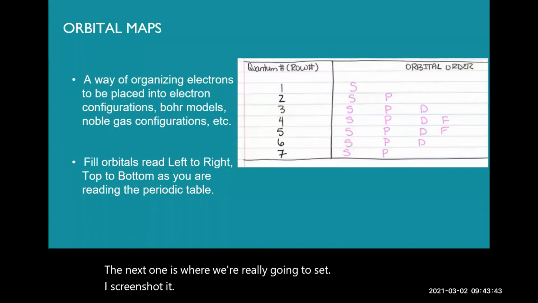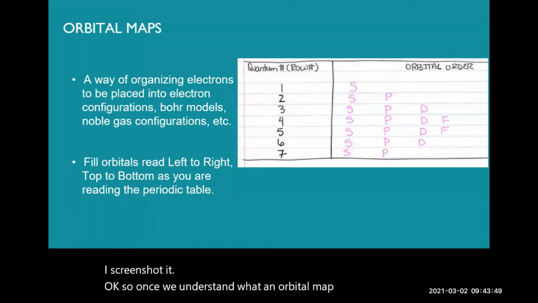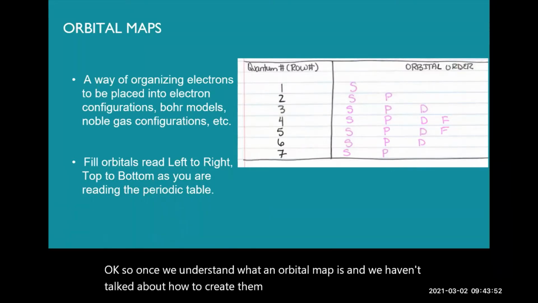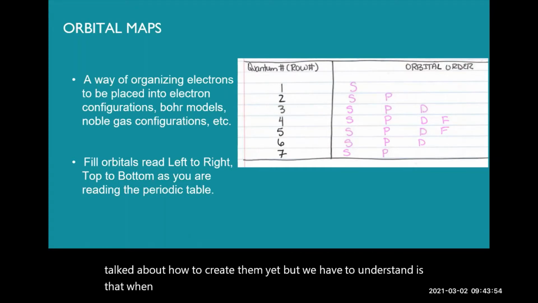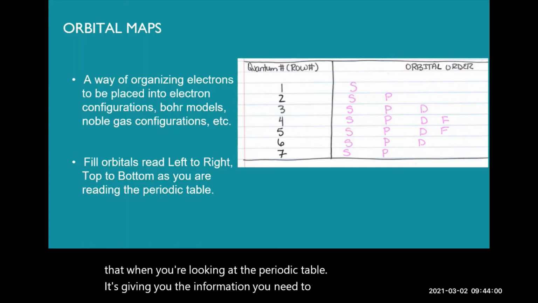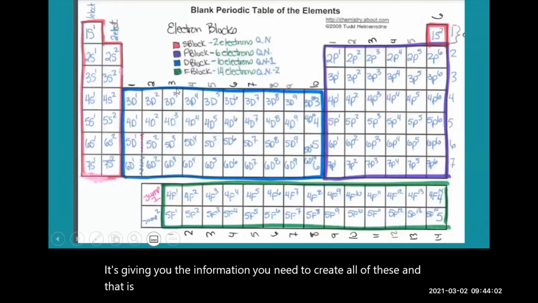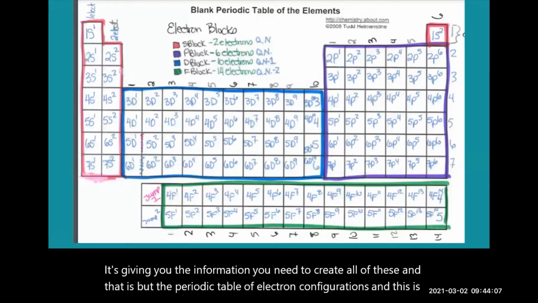Okay, so once we understand what an orbital map is, and we haven't talked about how to create them yet, what we have to understand is that when you're looking at the periodic table, it's giving you the information you need to create all of these. And that is for the periodic table of electron configurations. And this is what this periodic table is.